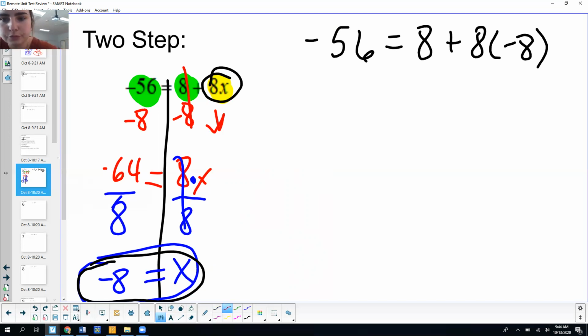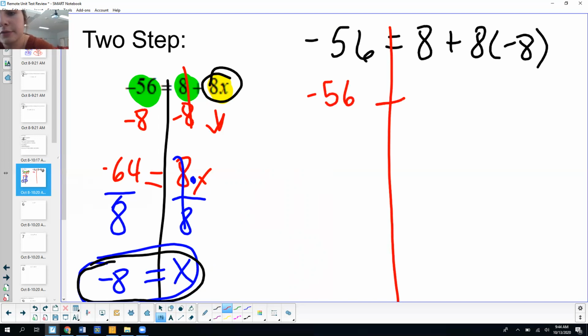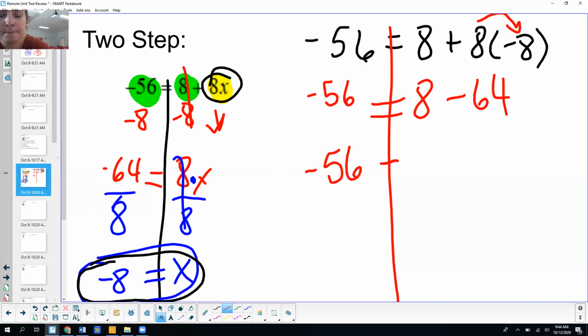So I'm going to work on solving it like any other problem. So negative 56 is just going to come down. I've got 8, but then if we remember, whenever we've got a number right next to parentheses, the distributive property, we're going to go ahead and multiply those two numbers together. So we're going to do 8 times negative 8, which is going to give me negative 64. And then finally, I'm going to bring down negative 56 again. 8 minus 64. I'm going to go ahead and do 8 minus 64. And that's going to give me negative 56.